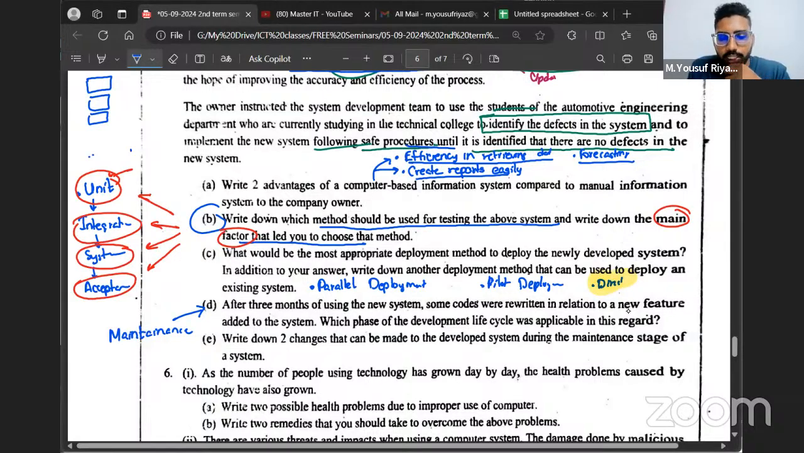Write down two changes that can be made to the developed system during the maintenance stage of a system. Okay, the two changes that can be made. One thing you can tell is you can make small updates. Or they're asking directly what can be changed, no? You can directly mention there's a change in the logo. You can directly give answers: changing the logo of our company.